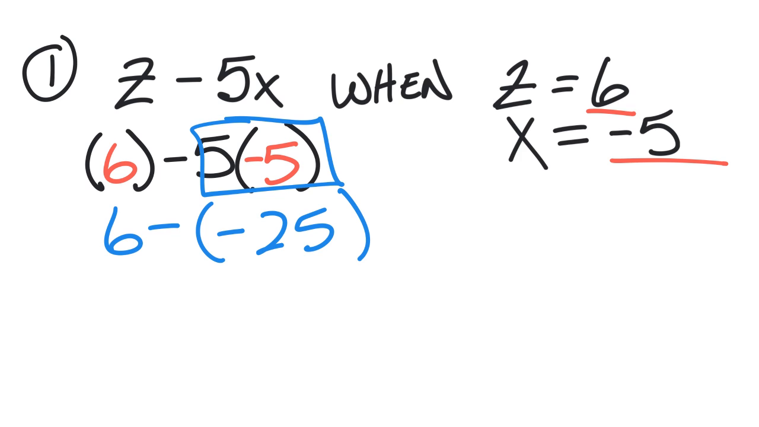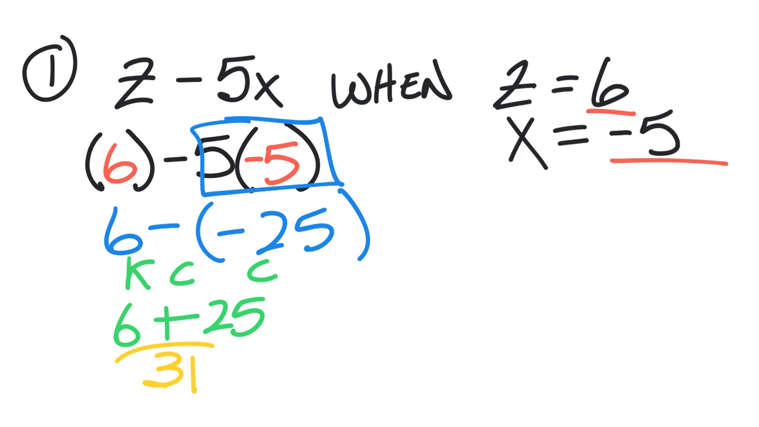I have a video on my website and on my YouTube channel about the subtraction rule. One more step here to make sure we understand what we're doing here. Keep change. So that's actually 6 plus the opposite of negative 25, which is positive 25. And that gives us 31.